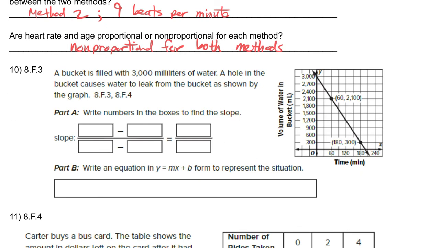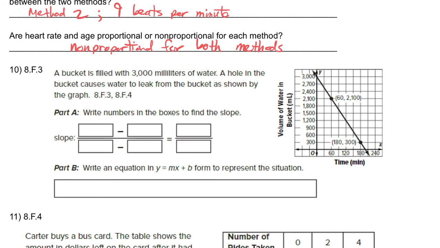A bucket is filled with 3,000 milliliters of water. A hole in the bucket causes water to leak from the bucket as shown by the graph. Okay. What is the slope?